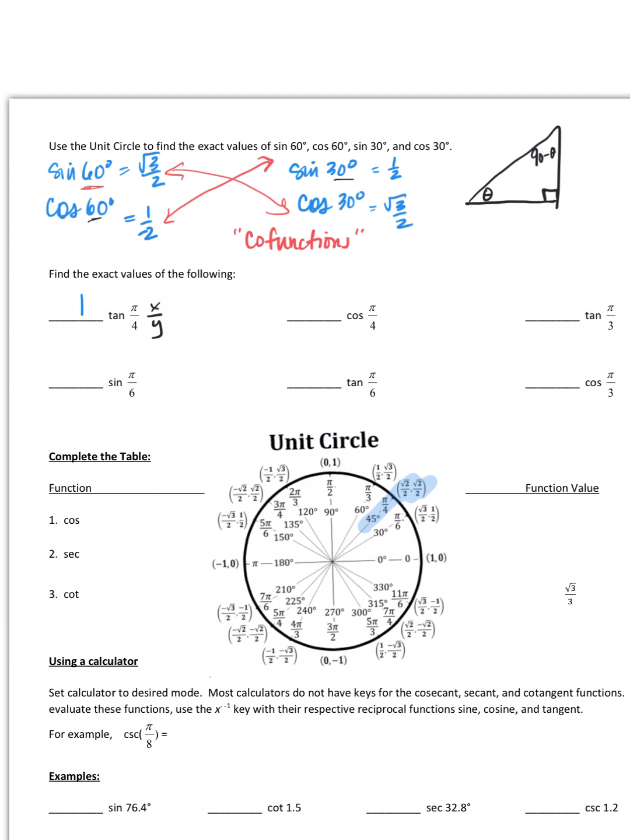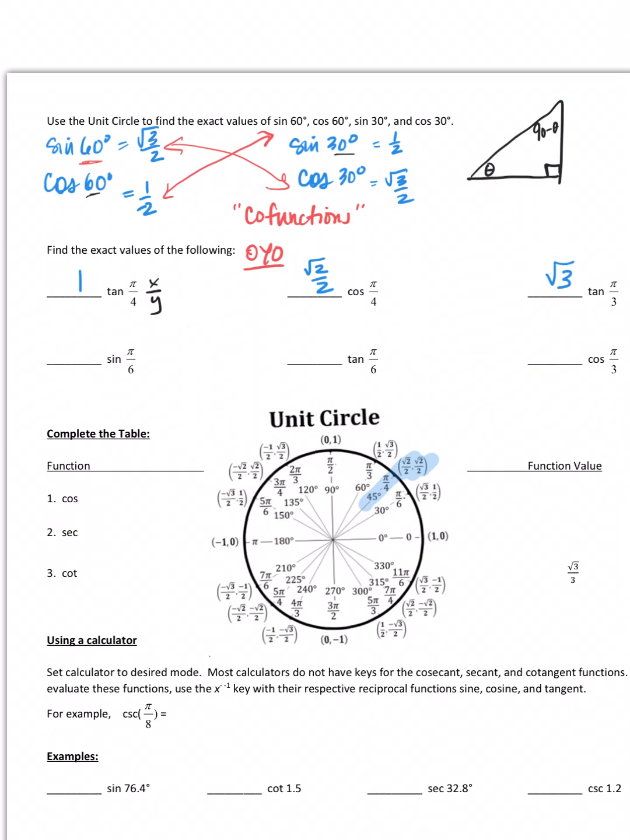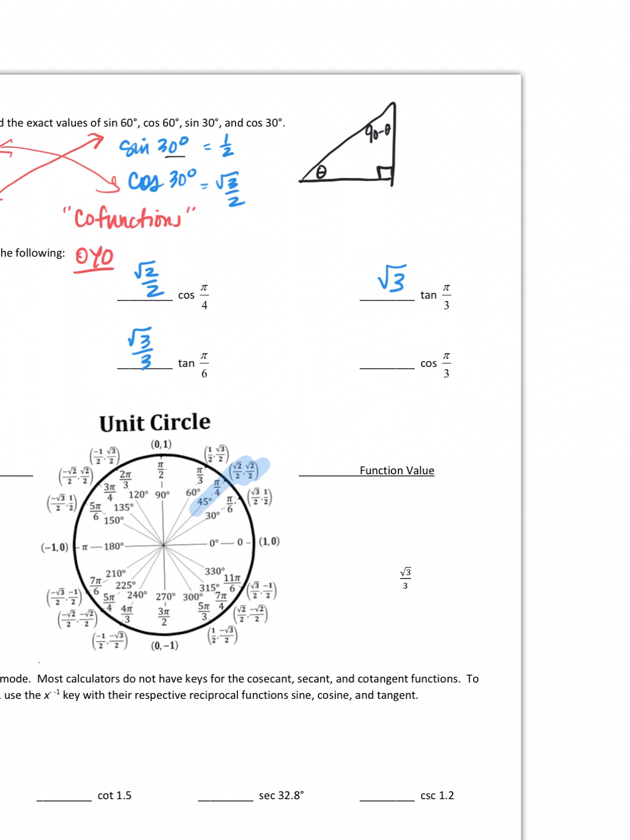So I want you to pause the video. I want you to do these on your own and come back and check your work in just a moment. So for cosine of pi over 4, I got the square root of 2 over 2. For the tangent of pi over 3, I got the square root of 3. The sine of pi over 6 is the square root of 3 over 2. The tangent of pi over 6 is the square root of 3 over 3. And the cosine of pi over 3 is 1/2.